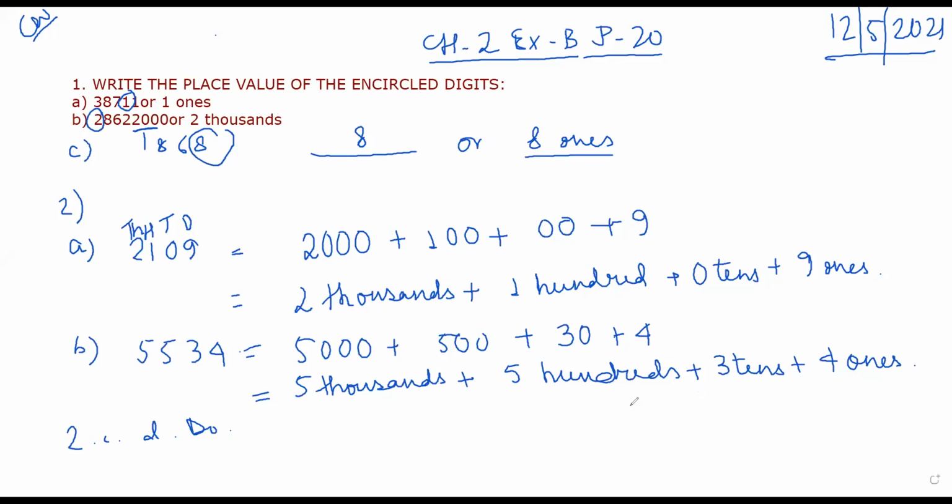So from here, I am just rubbing my board. After that, 3A, whatever is left, you can do. 3A sums I'm showing. What is written here is 2000s plus 600s, 600 plus 2 tens and 0 ones.